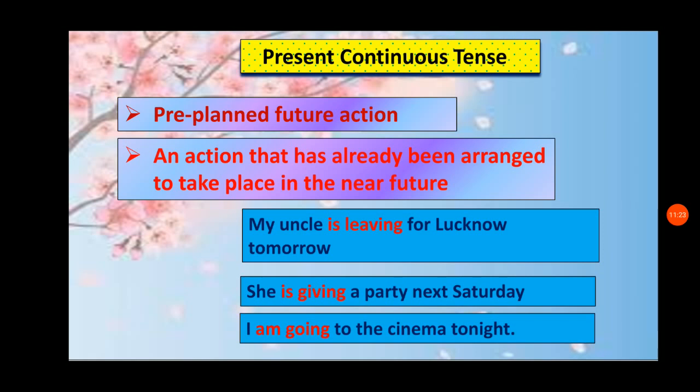It means an action that has already been arranged to take place in the near future. So in the simple present tense, we use pre-planned future action for the long future. But here the near future, we should use present continuous tense. My uncle is leaving for Lucknow tomorrow. So my uncle is leaving, it means he is getting ready to go for Lucknow tomorrow. Still he did not go, but tomorrow, the next day, he is leaving, and not after 1 week or 1 month or 1 year or 6 months.